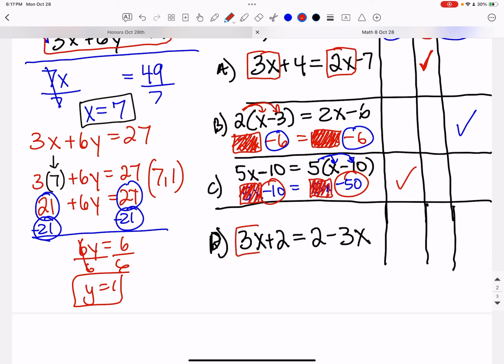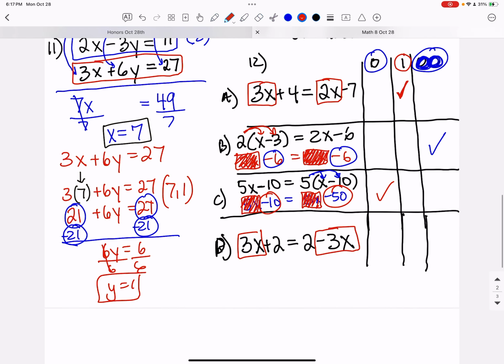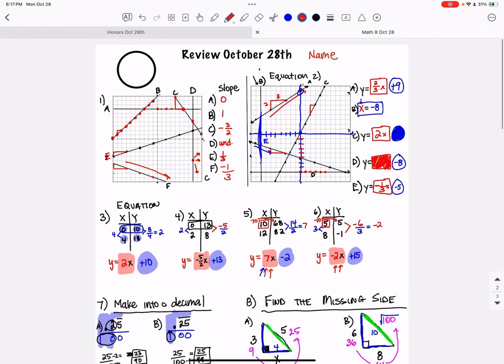On this side, we have 3x. On this side, we have negative 3x. As much as those look like the same number, they're not. They don't cancel each other out. This problem does not get weird. It's just going to have one answer like normal. All right. How many of those can you do tomorrow? Good luck.